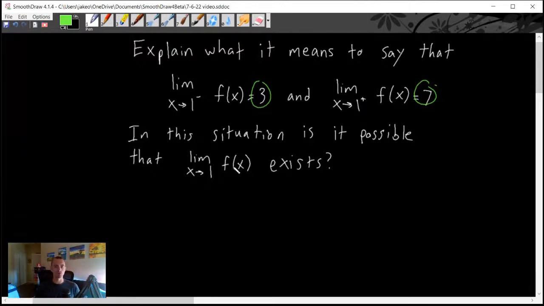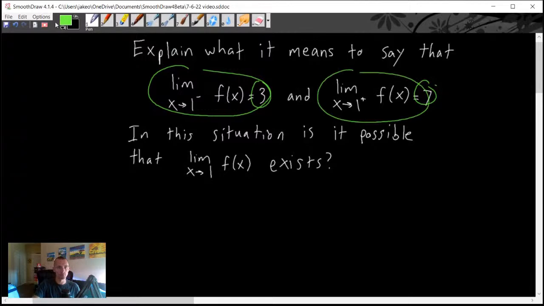So that's really all those two notations or statements are telling you: the left-sided limit of our function as x approaches 1 is 3. The right-sided limit of our function f of x as x approaches 1 from the right is 7. Okay, so that's really what is stated here within these two limits.